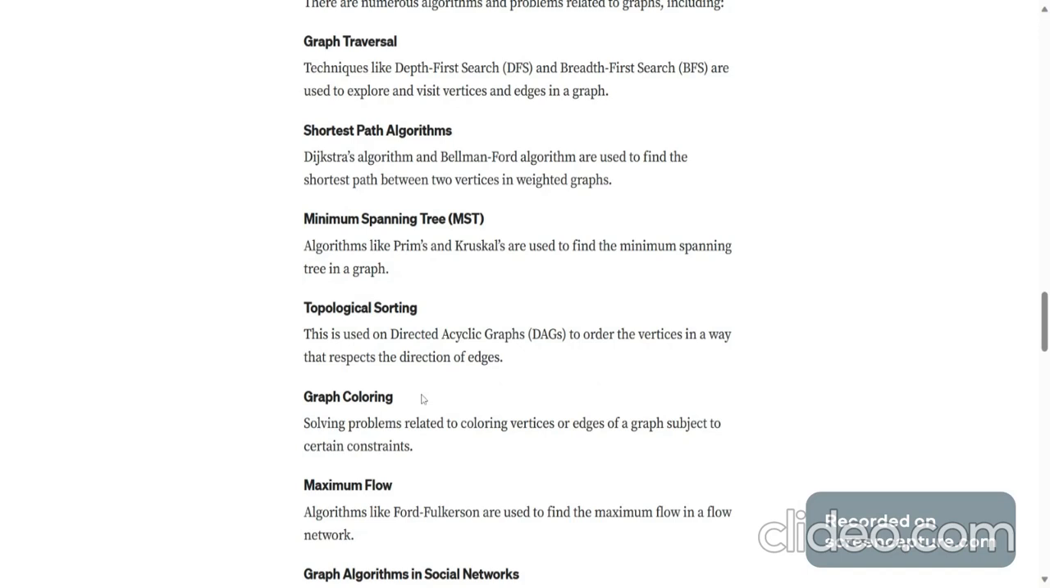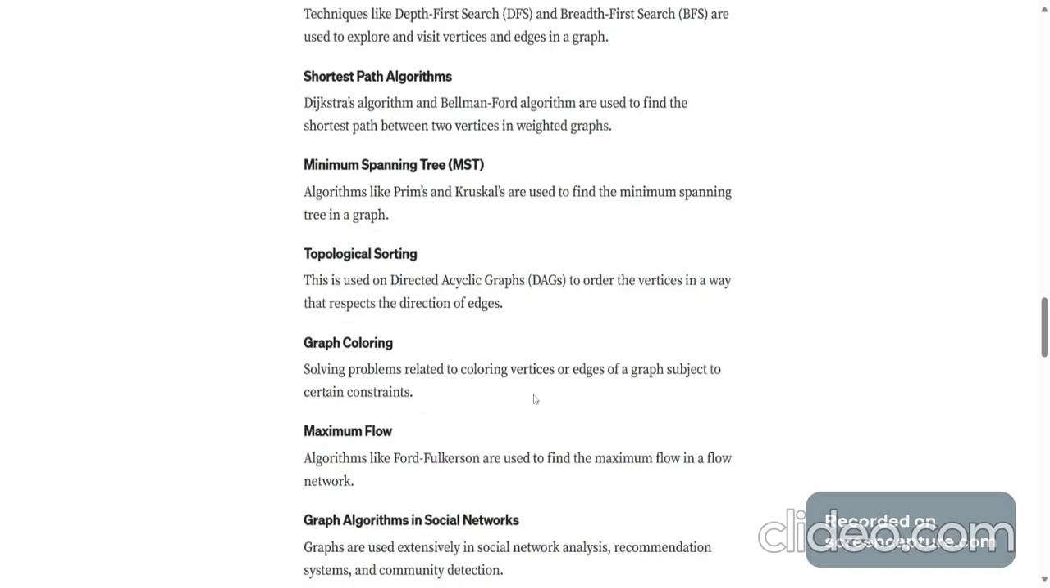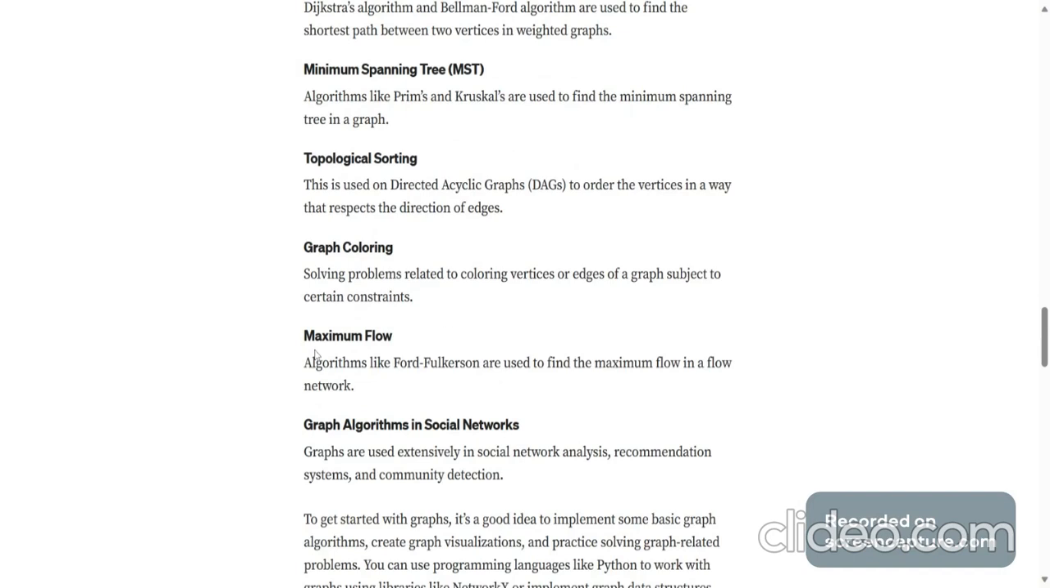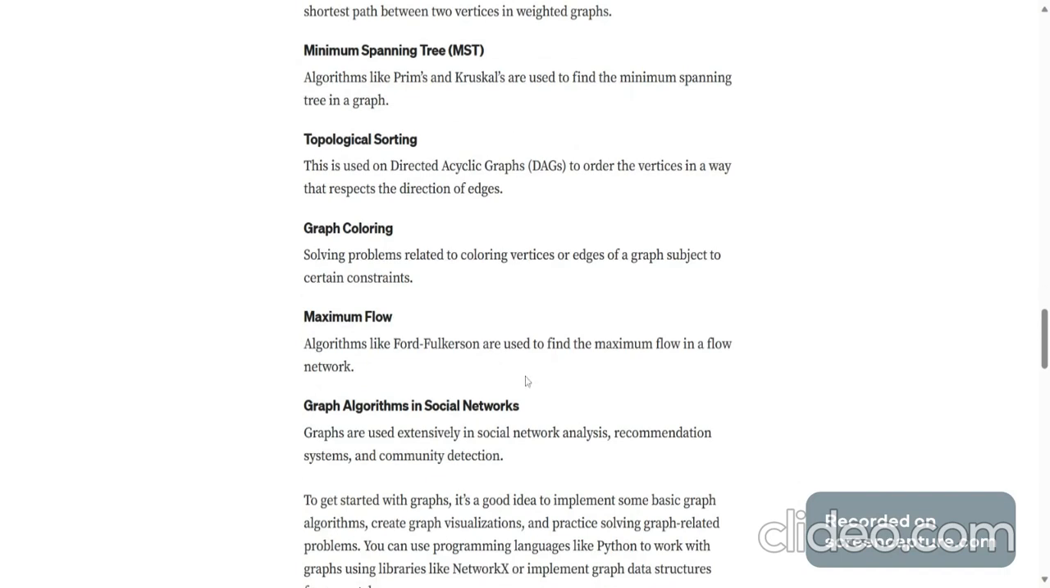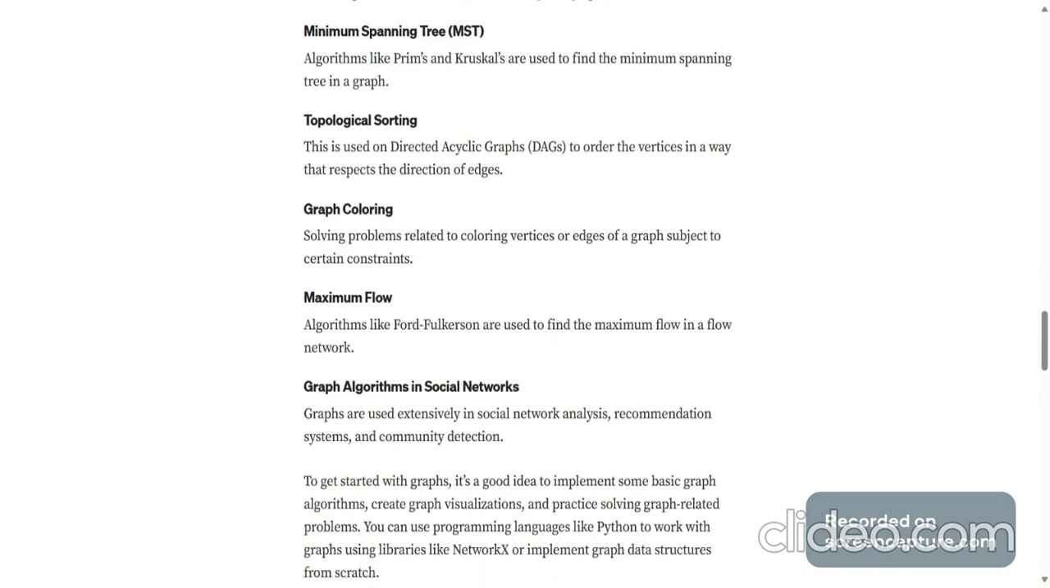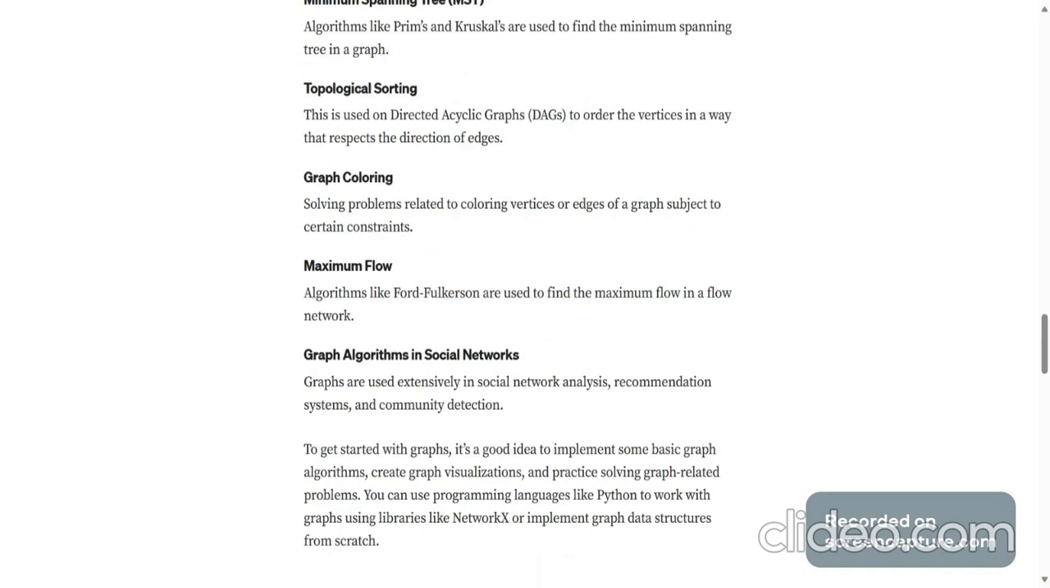Graph coloring, solving problems relating to coloring of vertices or edges of a graph subject to certain constraints. Maximum flow, algorithms like Ford-Fulkerson used to find maximum flow in a flow network. Graph algorithms in social networks. Graphs are used extensively in social network analysis, recommendation systems, and community detection.